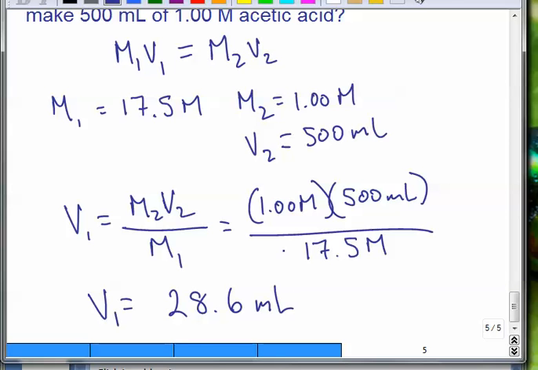So this dilution equation is very useful, and again we can use it for any units whatsoever of concentration and of volume, as long as we're consistent with those units. So if I have milliliters on one side, I need to use milliliters on the other. If I use liters, I have to stick with liters.